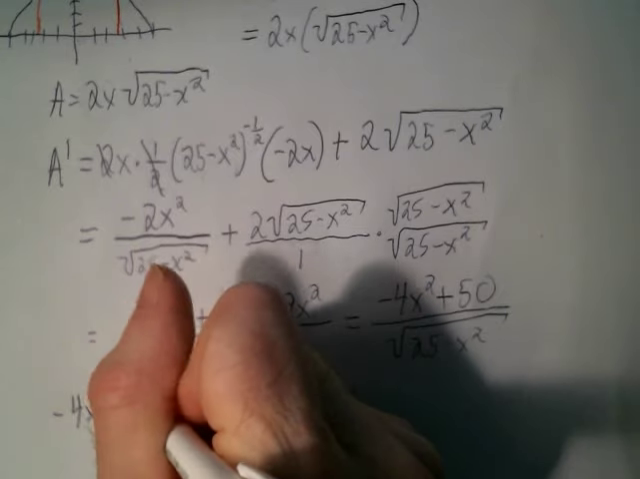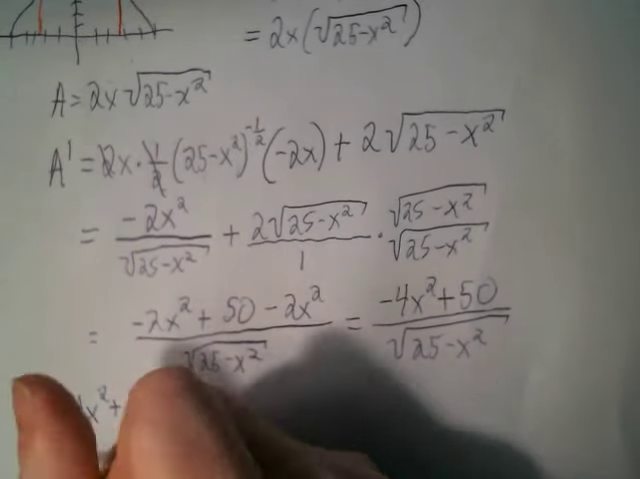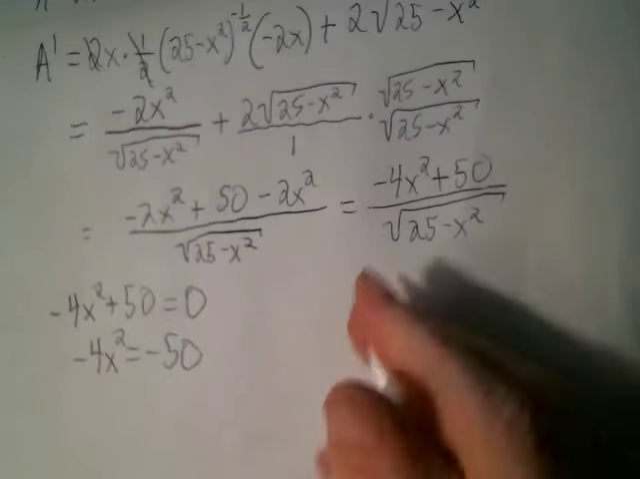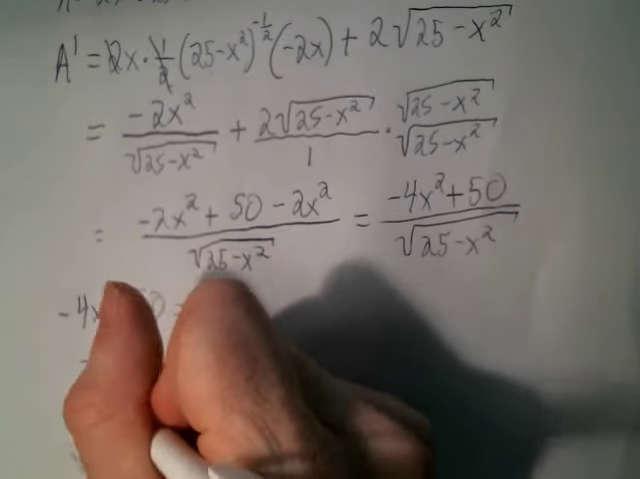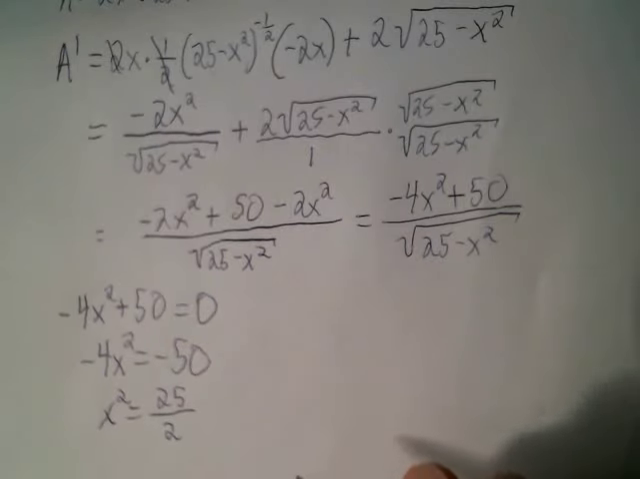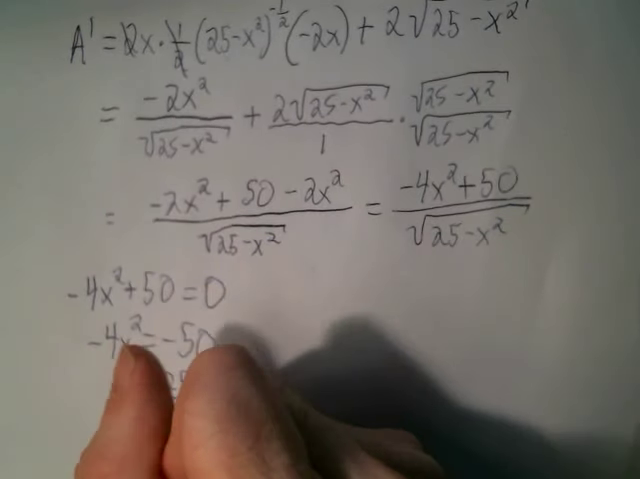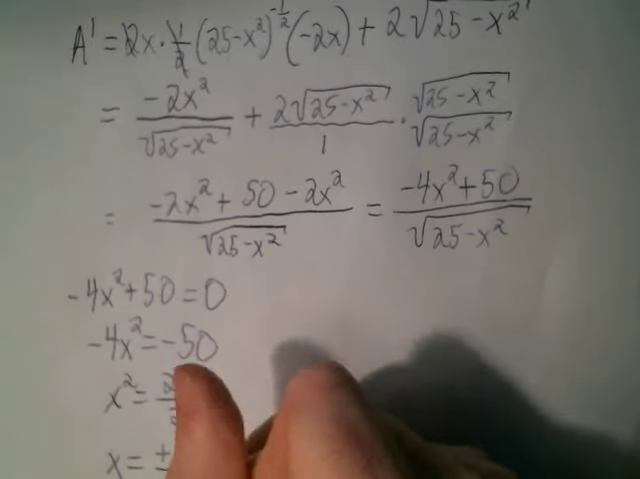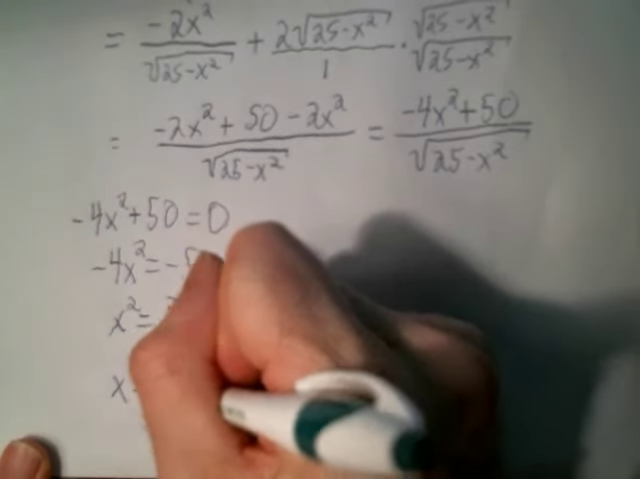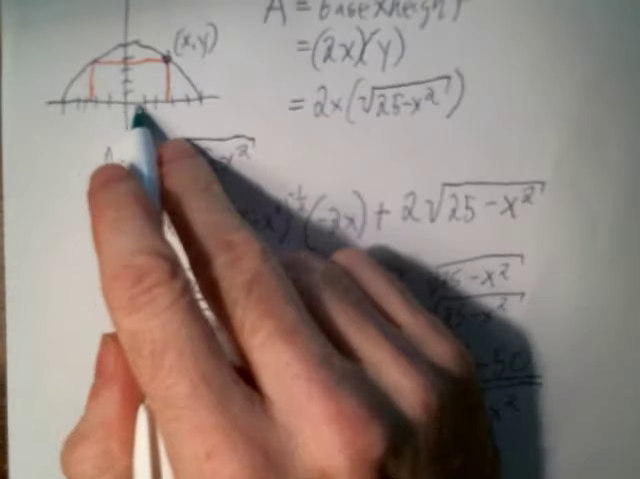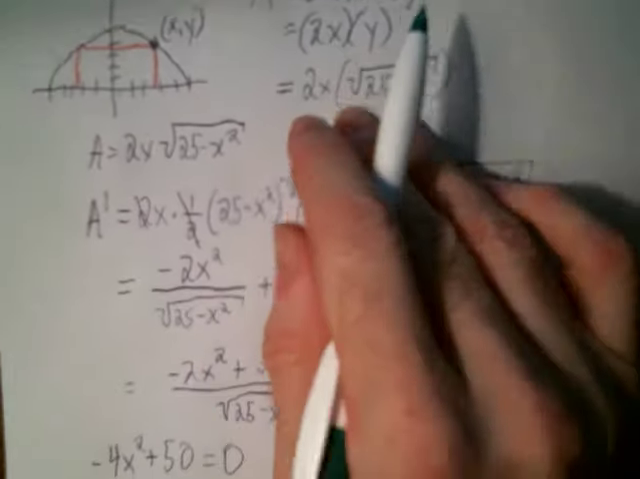So negative 4x squared plus 50 is 0. We have negative 4x squared is negative 50. So x squared is 25 halves. And take the square root of both sides. So x is plus or minus 5 root 2 over 2. And obviously we want the positive answer. If you think about the geometry, we want this answer, not this answer.